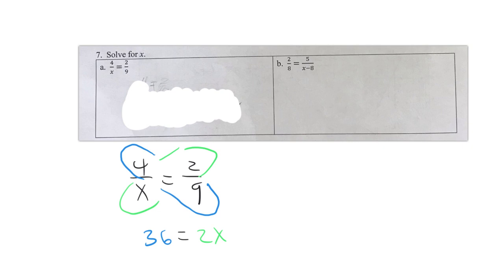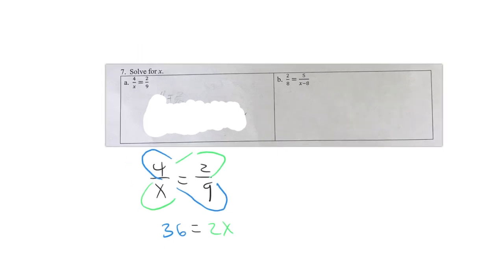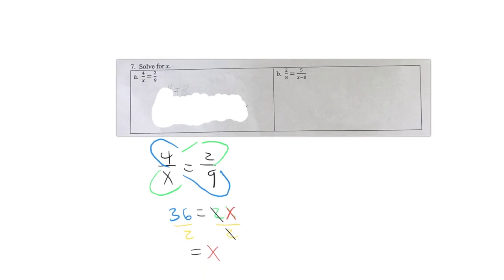At that point, we can recognize that we're trying to solve for x, which means we could divide both sides by that green 2. In doing so, you would be canceling that 2. And then we would have x equals 36 divided by 2, which is 18.